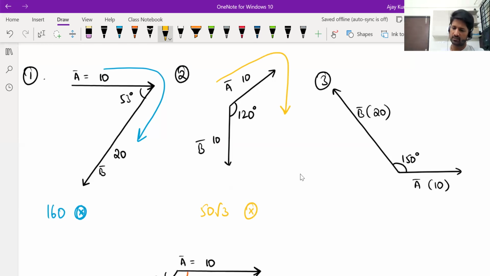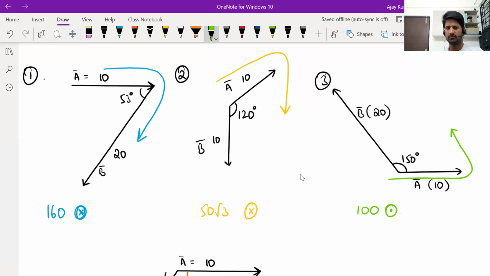Third case also, the tails are together. So 150 degrees is the actual angle between the two vectors. And AB sine theta, if you take 10 into 20 is 200. Sine 150 is same as sine 30, which is 1 by 2. 200 into 1 by 2 is 100. Next is direction. Move in the direction of A, then turn towards the direction shown by B. Anti-clockwise sense of rotation. Curl your right hand fingers anti-clockwise. You will see the thumb pointing outwards. So out of your screen. And out of the page or out of the screen is indicated with a dot placed inside a circle.